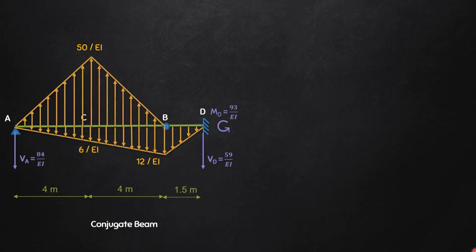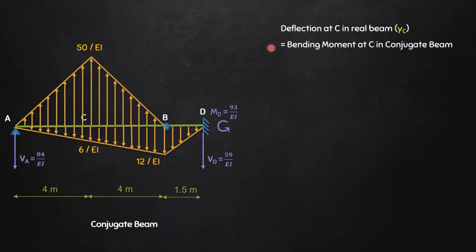And finally, it has been asked to find out the deflection at C in the real beam, YC, which is nothing but bending moment at C in the conjugate beam. So therefore, let us revise how to find out the bending moment from left of section. Left of section, clockwise moment is taken as positive. So clockwise bending moment is taken as positive, and anti-clockwise bending moment is taken as negative. So with that, let's see one by one.